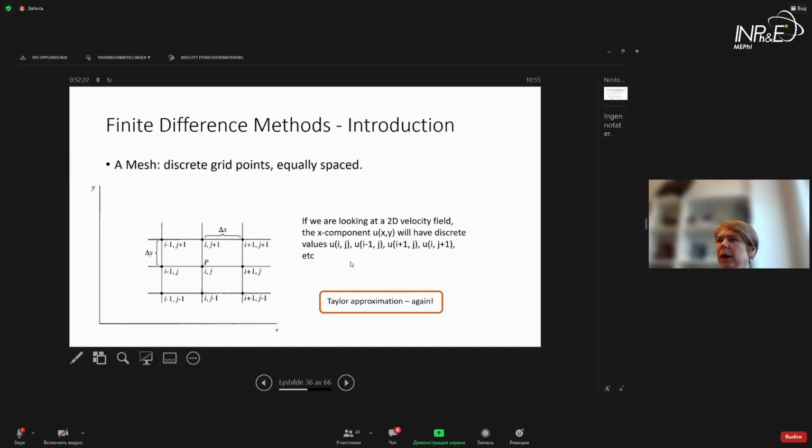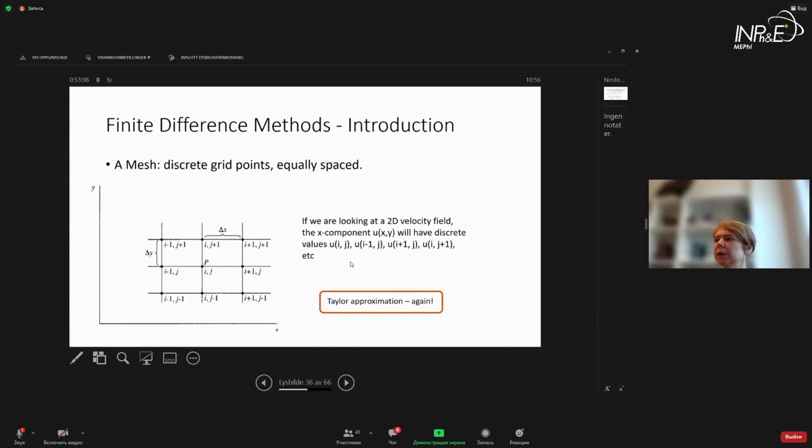Walking through a grid. So what we're making is a mesh. If there are 2 dimensions we're looking at, and it's a good idea to start with 2 dimensions, let's say we have x and y, and we are making the simplest possible grid, just dividing with equally spaced mesh points. So if we have a 2D velocity field, and we have the x component of velocity, which we normally call u, it will be dependent on x and y. So let's, for the first time in the beginning, only look at x, y dependency.